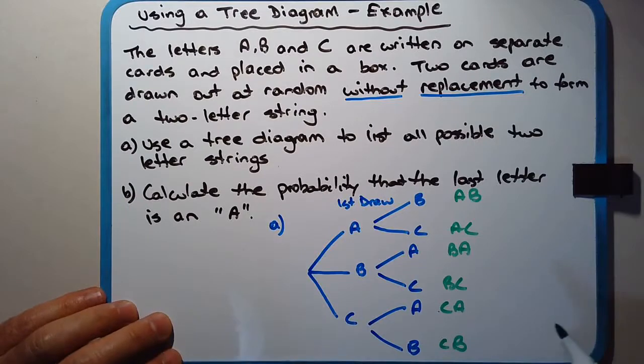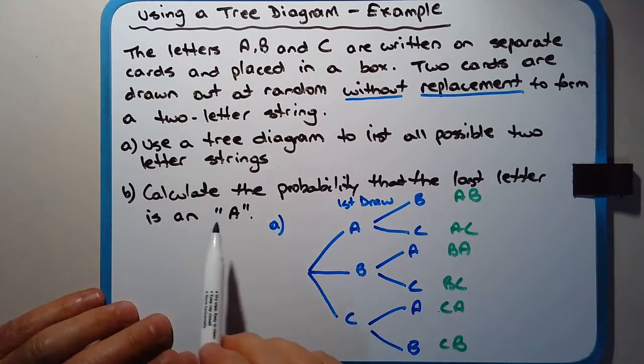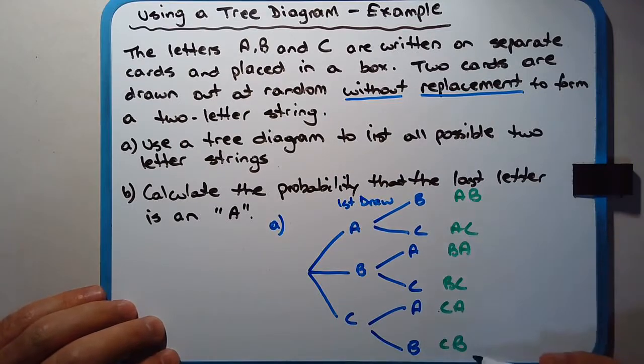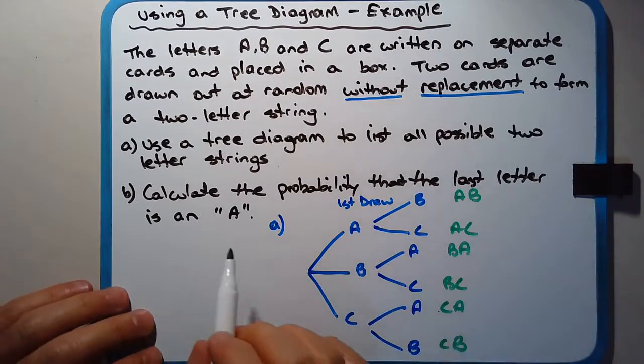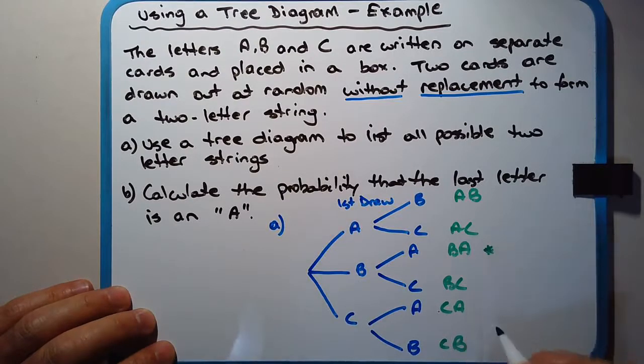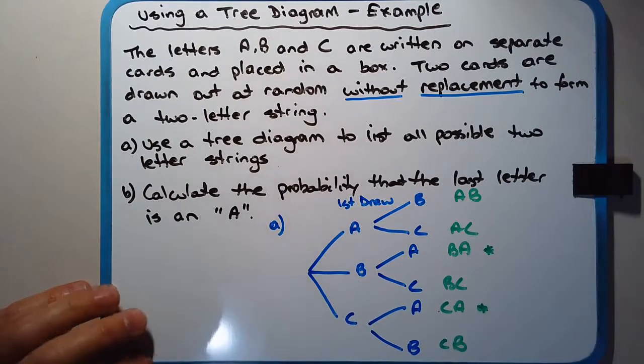Now the question part B says calculate the probability that the last letter is an A. Now these are equally likely, so there's no bias. So we want the last letter being an A. So there's 2 possibilities. So we've got this possibility there and this possibility there.